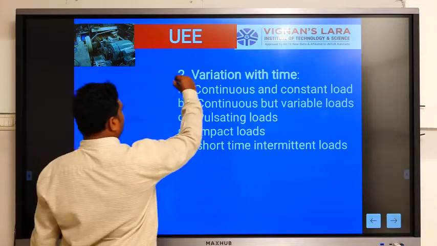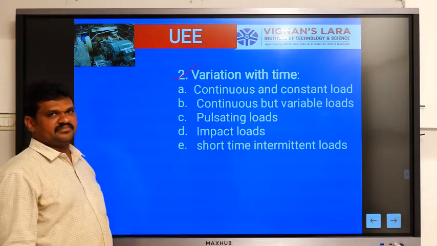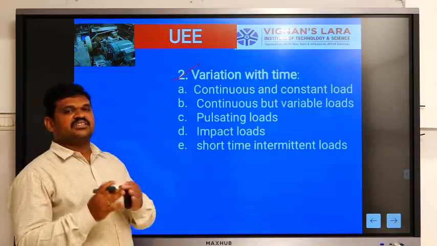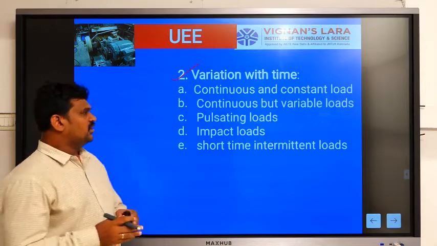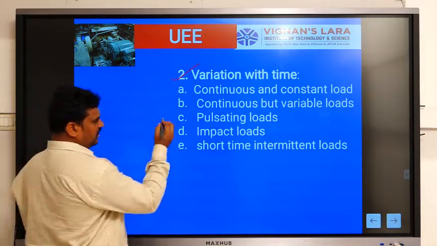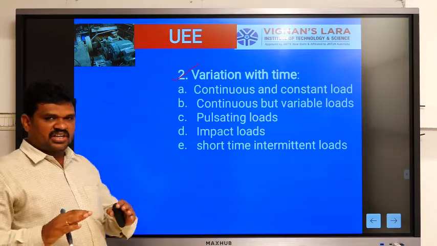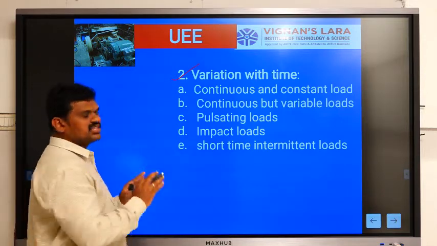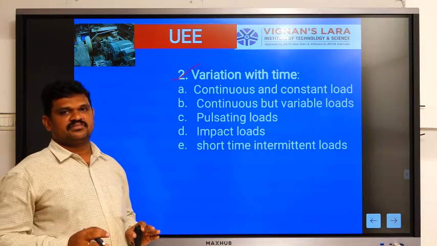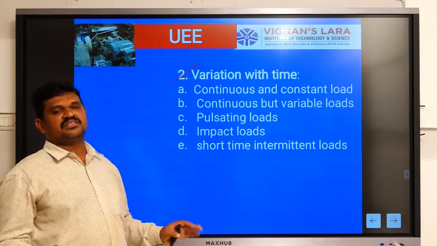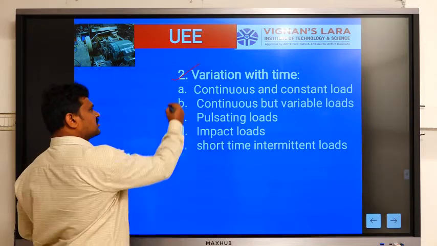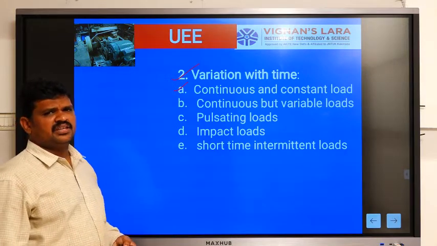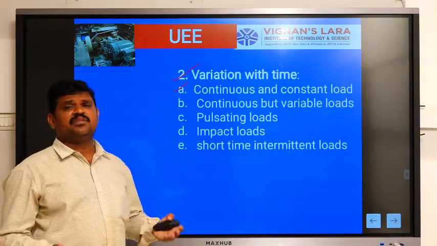Next classification, variation with time. Here we are not bothering about the speed with respect to time. If the load torque is constant with respect to time, that is called continuous constant load.